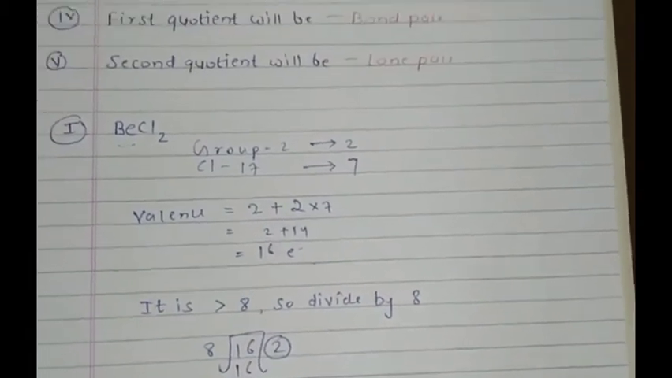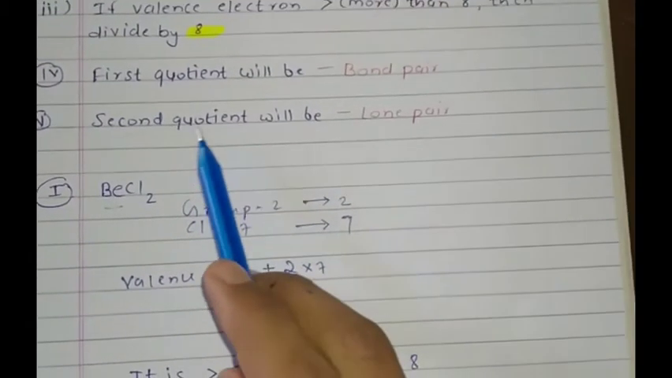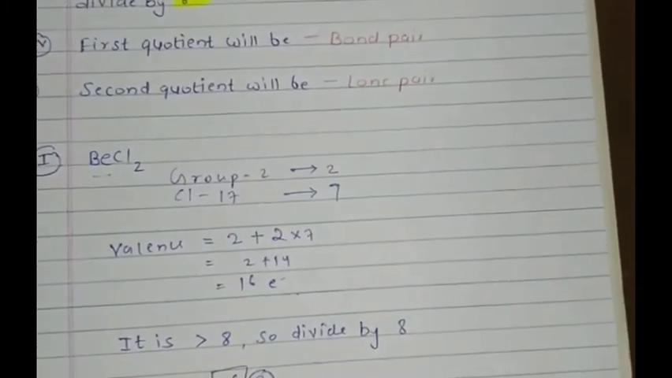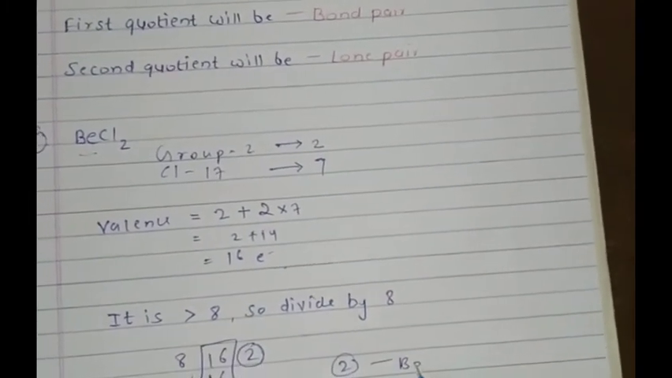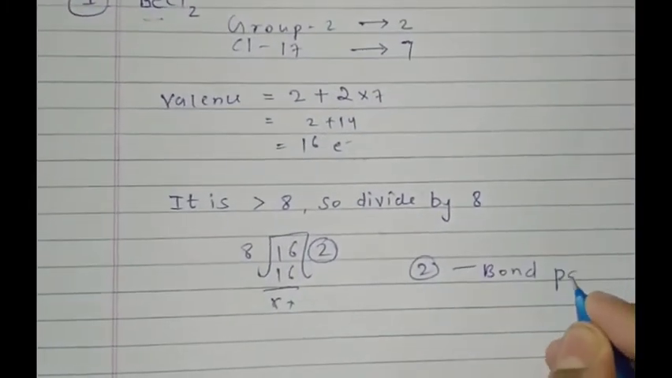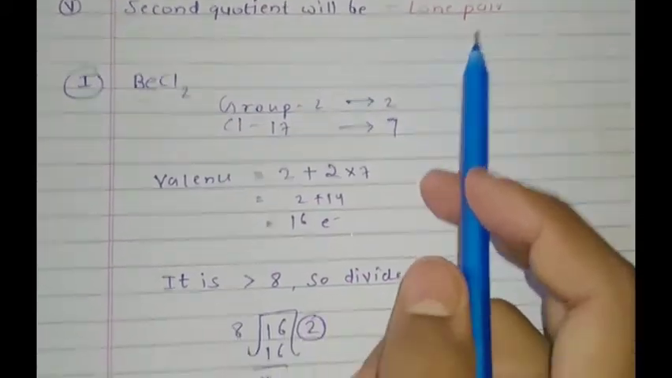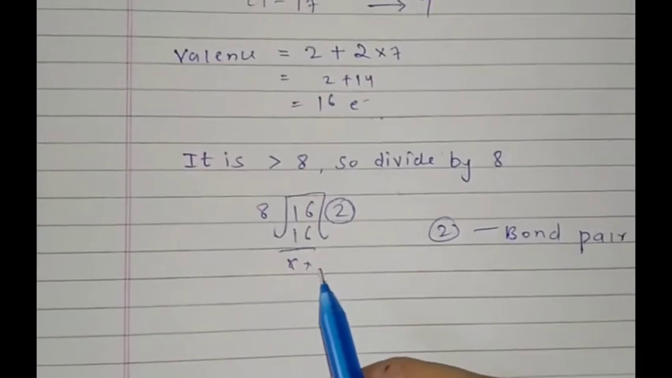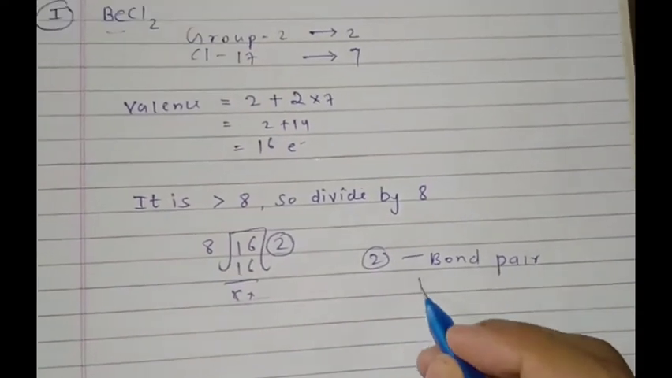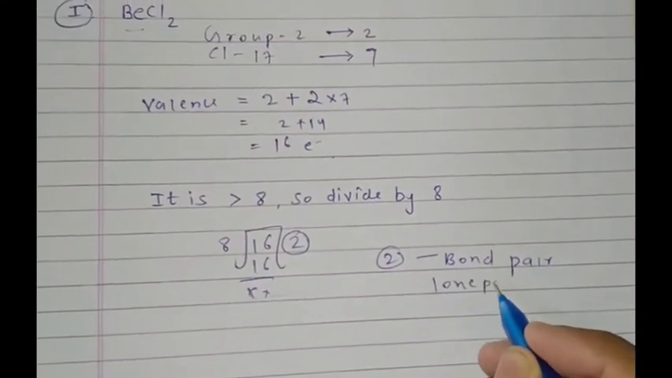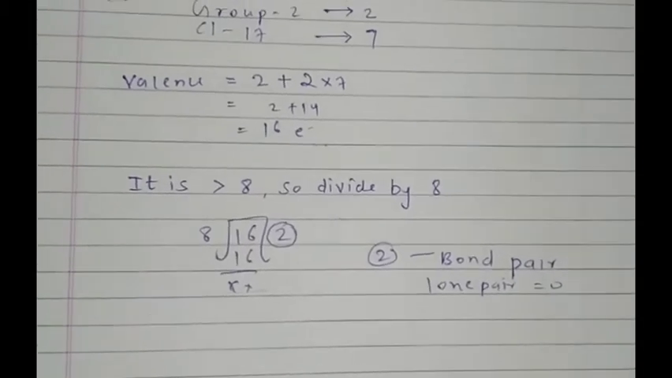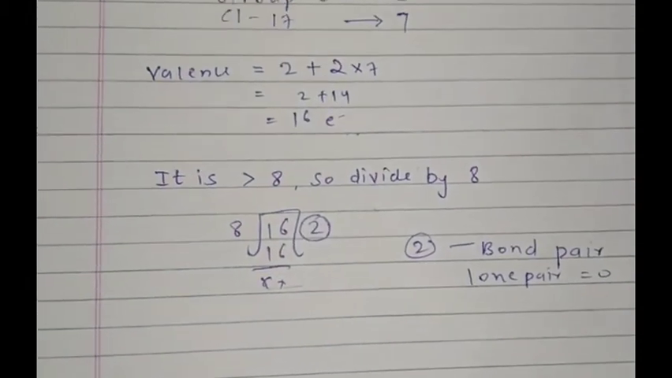According to our fourth rule, the first quotient will be the bond pair. So there are two bond pairs of electrons. The second quotient was to be the lone pair, but there is no second quotient because the remainder is 0, so the number of lone pairs is equal to 0. Okay, we will move to the next example.